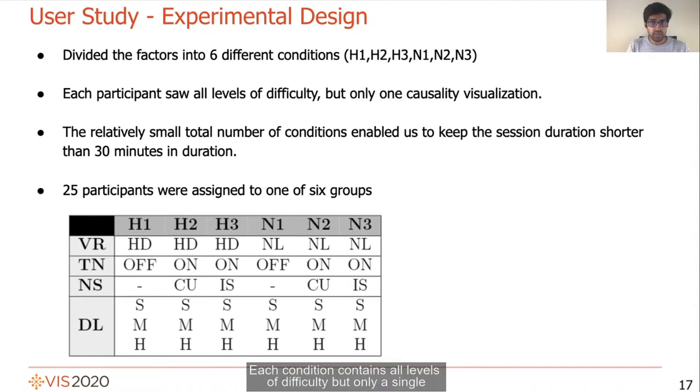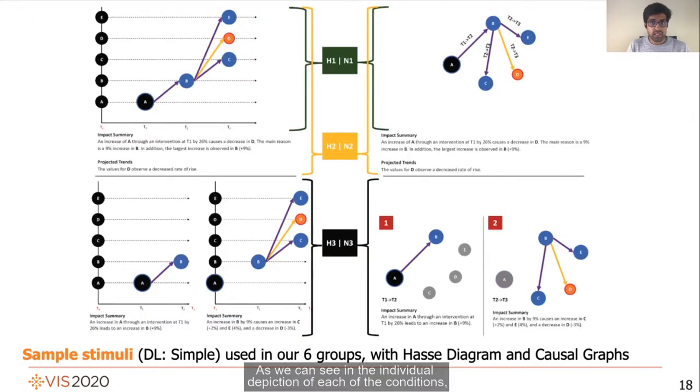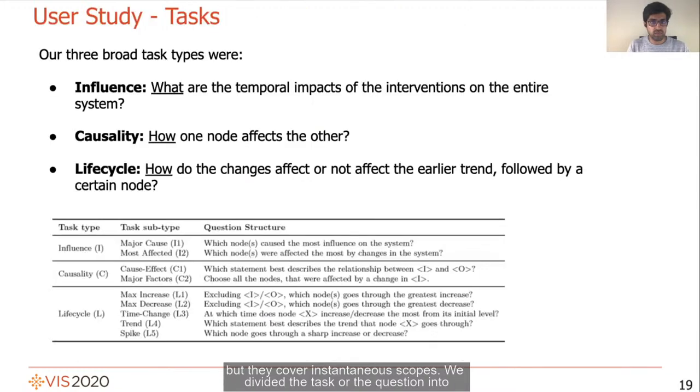Each condition contains all levels of difficulty, but only a single visualization, and we recruited 25 participants for each condition. As we can see in the visual depiction of each of the conditions, the left image depicts Hasse diagrams, whereas the right image depicts the node-link diagrams. The H1, N1 condition contains only the graphs, providing a cumulative scope. The H2, N2 conditions couple the previous condition with the narratives that also provide a cumulative scope. On the other hand, the H3, N3 conditions provide the visualizations along with the narrative, but they cover instantaneous scopes.